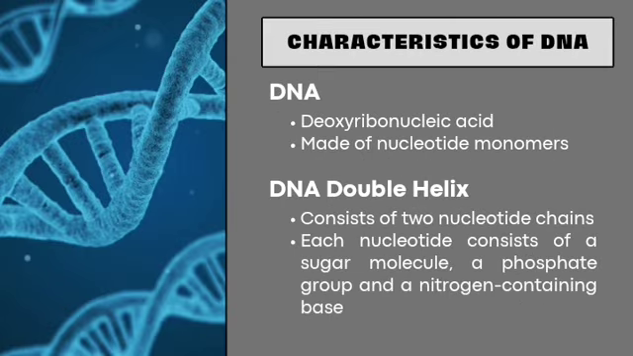Characteristics of DNA. DNA, deoxyribonucleic acid, is made of nucleotide monomers. DNA double helix consists of two nucleotide chains. Each nucleotide consists of a sugar molecule, a phosphate group and a nitrogen-containing base.